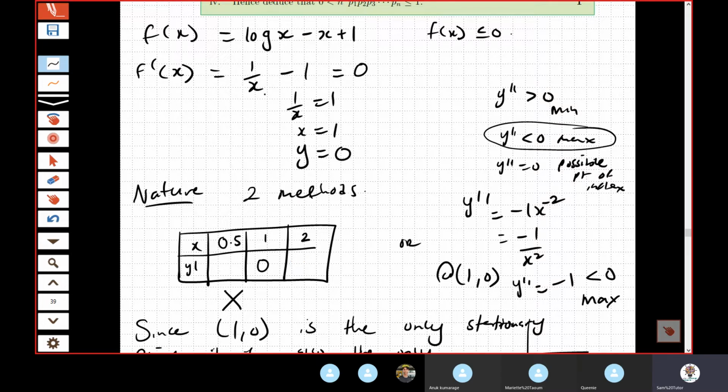1 over 0.5 minus 1. That gives you 1. 1 over 2 minus 1 is negative half. Then positive gradient, 0 gradient, negative gradient. Can you guys see how that's a max as well? So positive, 0, negative. All right, anyone have any questions?